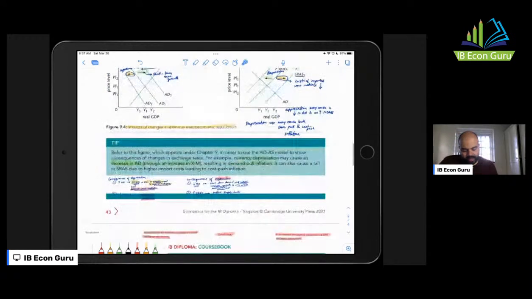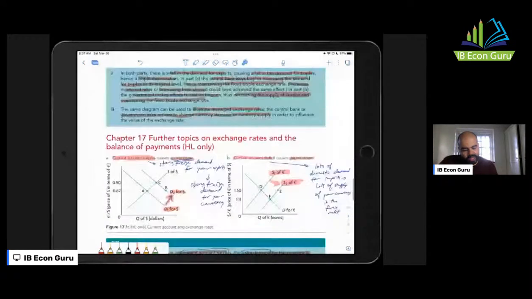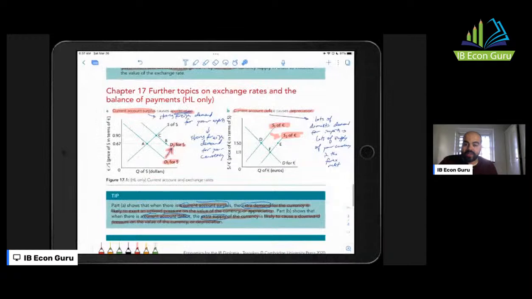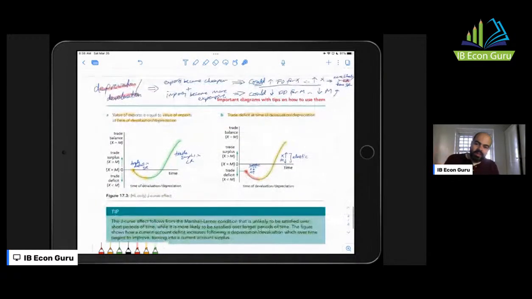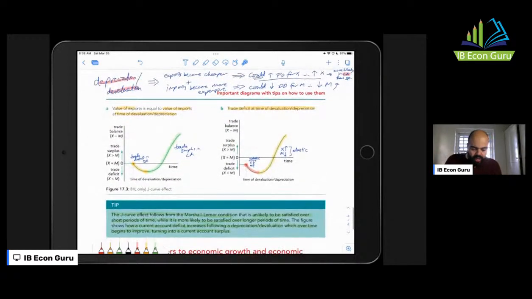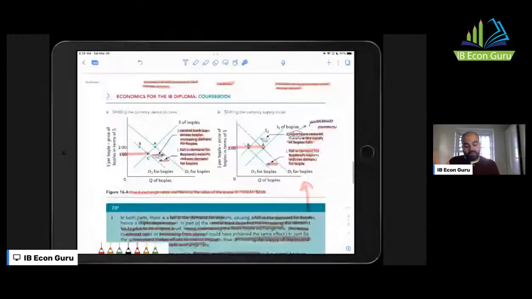Okay. And then I talked about the effect of a current account surplus. Remember, a current account surplus means there's excess demand, extra demand for your currency, which might cause an appreciation. While a current account deficit on the balance of payments means there's extra supply of your currency in the foreign exchange market, which might cause a depreciation. And I talked about the J curve, which is a higher level only concept. So I'm pretty much done with what I had planned.